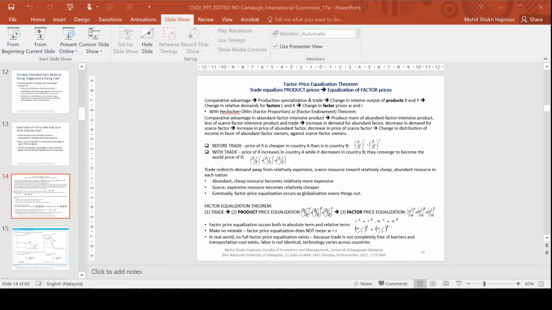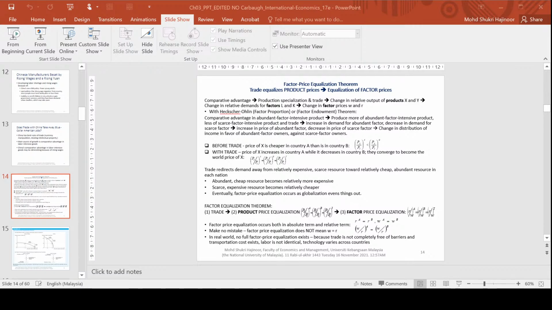If a country has lots of capital, who will be happy? Capitalists will be happy. The owners of capital, capitalists, will be happy. If the country has lots of labor, who will be happy? Laborers will be happy. And that's against scarce factor owners.